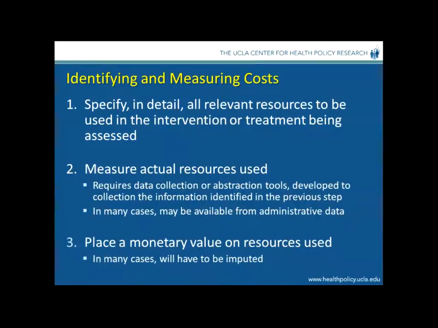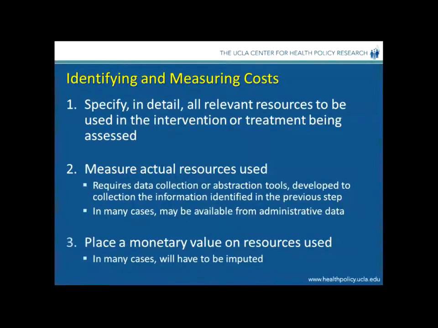Now, you're not measuring the cost at that stage. What you're doing is counting: 15 minutes with this patient, 30 minutes with that patient, this battery of laboratory tests. You add all that up and then assign a dollar value. And that's the third step. So when you're doing this kind of study where you actually have to collect the information and count the amount of resources used, you're imputing the cost by assigning a dollar value to all the things that were done.